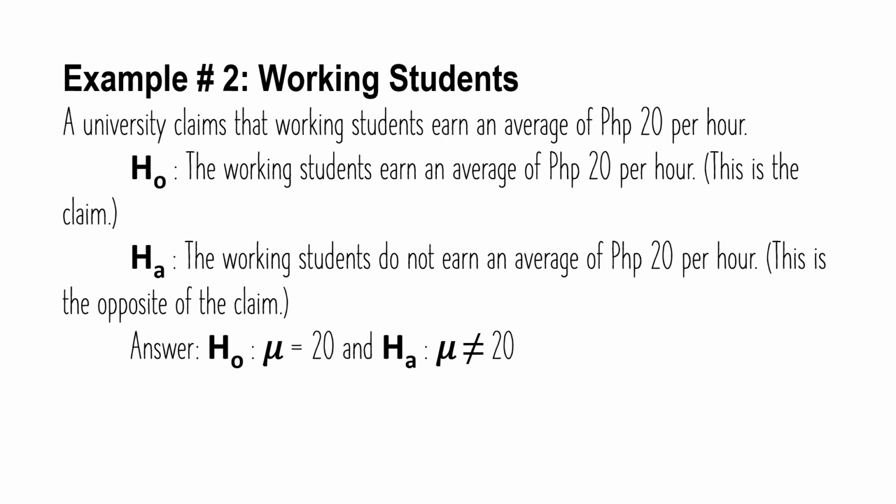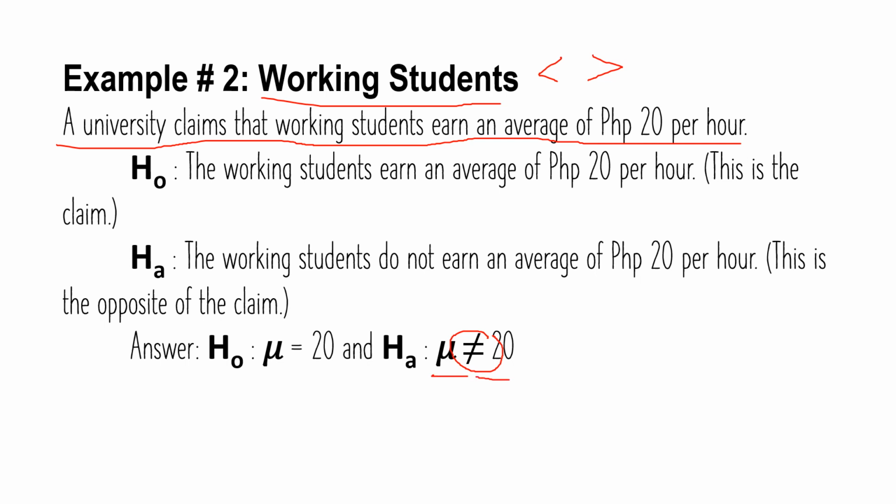So for example number 2, working students. A university claims that working students earn an average of 20 pesos per hour. As you can see in this problem, there is no keyword mentioned like less than or greater than. That's why we assume that this problem needs a two-tailed test. That's why your alternative hypothesis is not equal to 20. So we assume that your mean is not equal to 20.